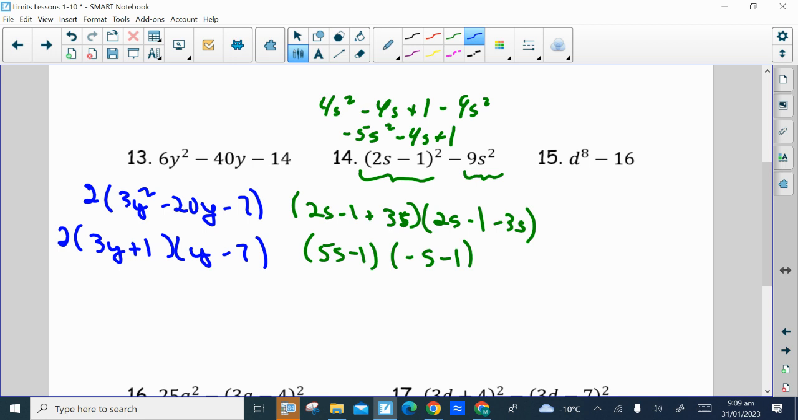Well, you should get the same thing if you expand out our factors. 5s times negative s is negative 5s squared, which matches the first term that we got above. The outer products would be negative 5s. The inner products would be positive 1s. Negative 5 plus 1 is negative 4s, which matches that middle term above. And the last term is negative 1 times negative 1 is plus 1. So it checks.